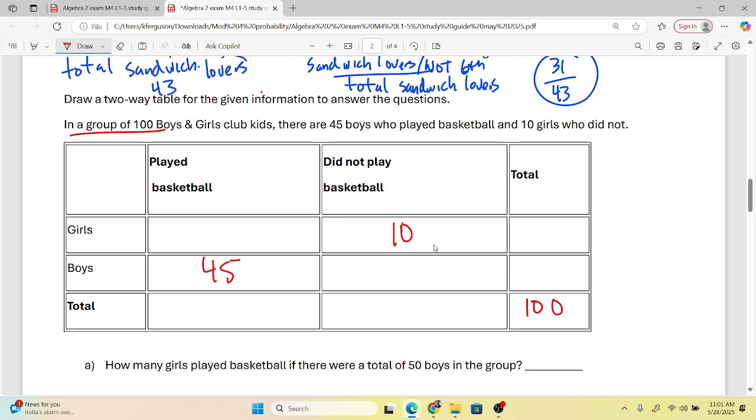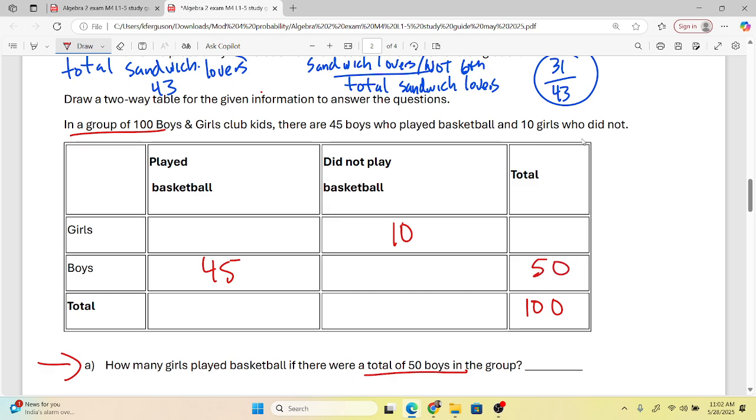Okay, that's not enough information to continue. But if we go to this first question and read what it says, how many girls play basketball if there were a total of 50 boys in the group? That tells me some more information. So I need to use this question to finish my chart. So if there were a total of 50 boys, so there's my boys, there's 50 right there.